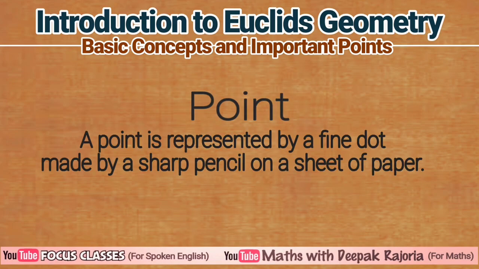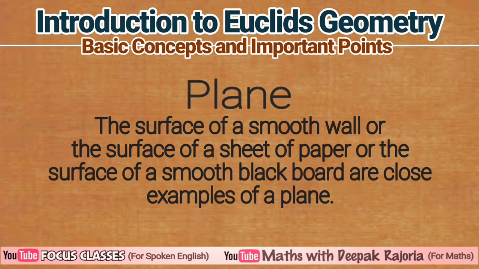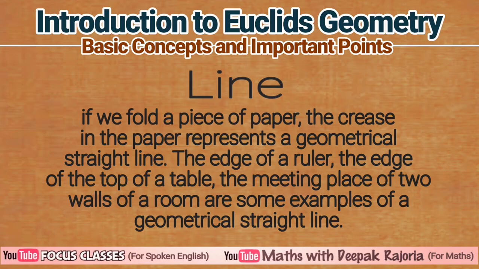पॉइंट। A point is represented by a fine dot made by a sharp pencil on a sheet of paper. Plane: the surface of a smooth wall, the surface of a sheet of paper, or the surface of a smooth blackboard are close examples of a plane. Line: if we fold a piece of paper, the crease in the paper represents a geometrical straight line.